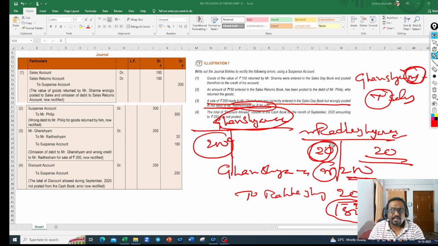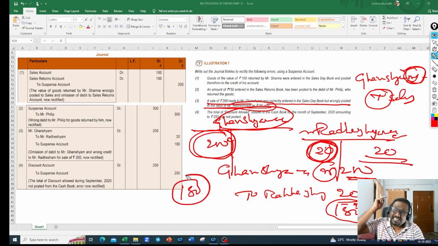Can you pause the video and answer this question? The impact is 180. How? Shortage debit 200, but 20 is already debited. So what is the differential shortage in debit? Differential shortage is 180 rupees in debit side. The differential shortage would have been posted to suspense account in trial balance. The differential shortage of 180 rupees posted to suspense account. So that debit is lying in suspense account. That has to be rectified.